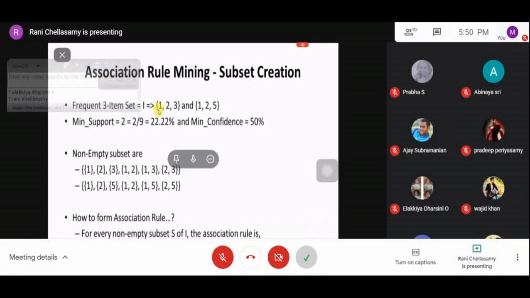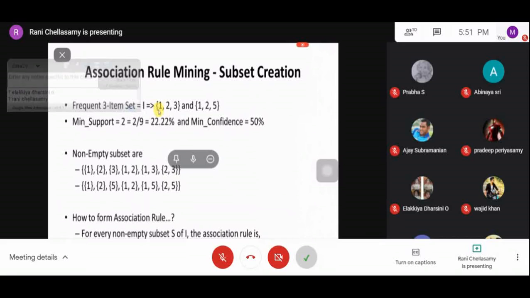The important thing to follow is that the rule should follow this procedure: S implies I minus S. What is S? S is nothing but the non-empty subset. And what is I? I is nothing but the frequent item set. The condition to be followed is: if the support of I divided by the support of S is greater than or equal to the minimum confidence, then the rule is valid. So you have to check with it. Let us take the first set 1, 2, 3.